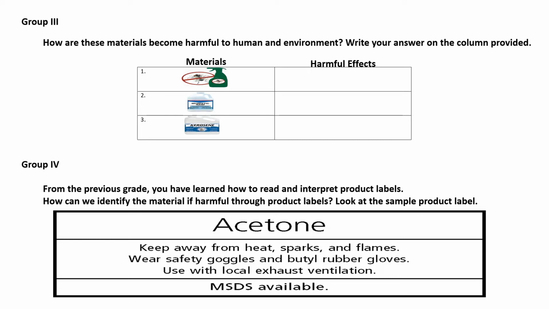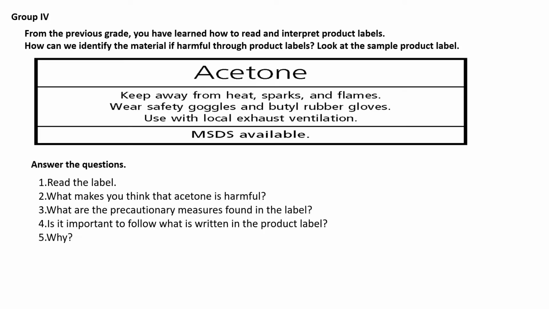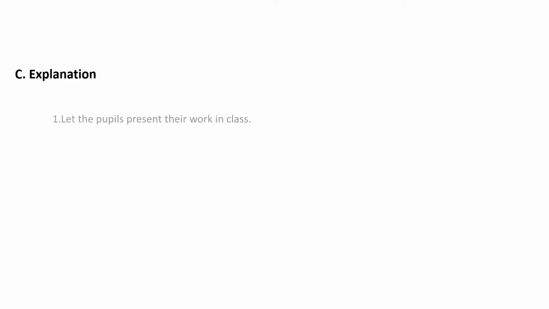We go to group 4. What are you going to do, class? From the previous grade, you have learned how to read and interpret product labels. How can we identify if materials are harmful through product labels? Look at the sample of a product label. Okay, here we have the sample. Read the label. What makes you think that acetone is harmful? The third question, what are the precautionary measures found in the label? It is important to follow what is written in the product label, and why? And then we are going to explain.